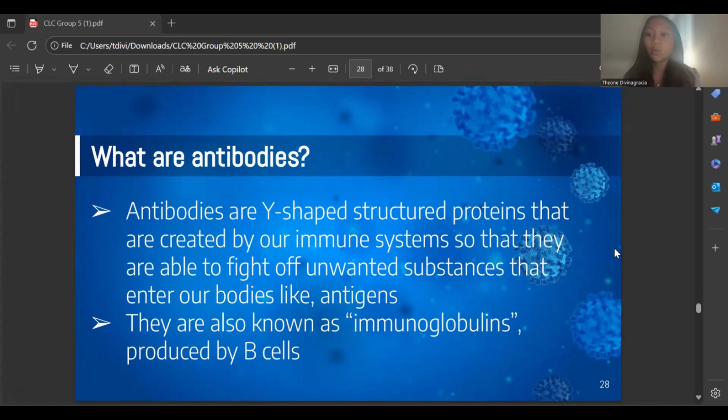First, what are antibodies? Antibodies are Y-shaped structured proteins that are created by our immune systems so that they are able to fight off unwanted substances that enter our bodies, like antigens. So that means if a virus, infection, or parasite enters into our body, the antibodies will help fight it off and destroy it so that we feel better. They're also known as immunoglobulins, and they are produced by B cells.